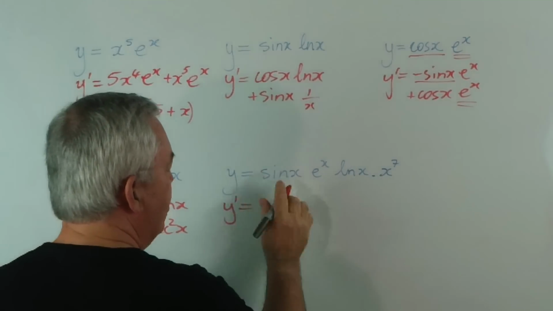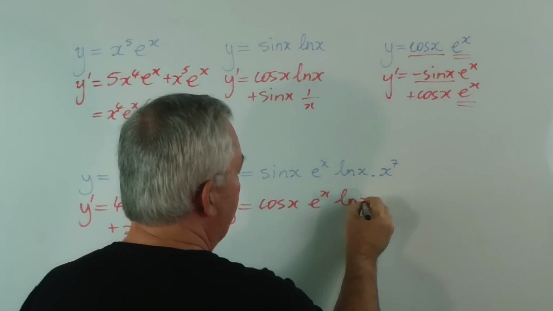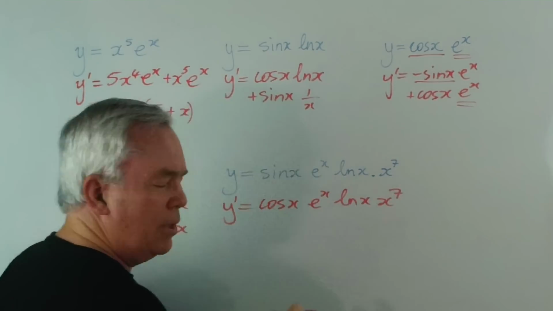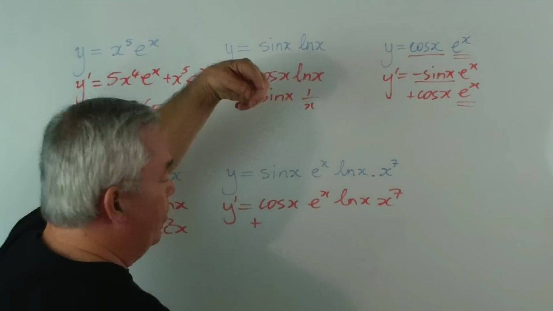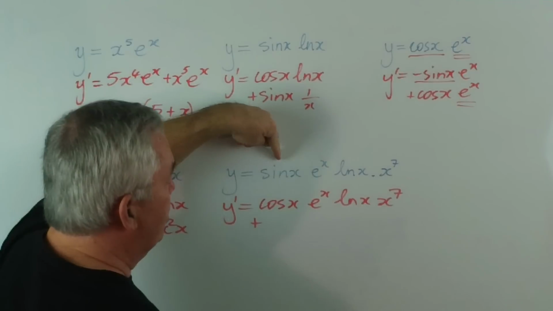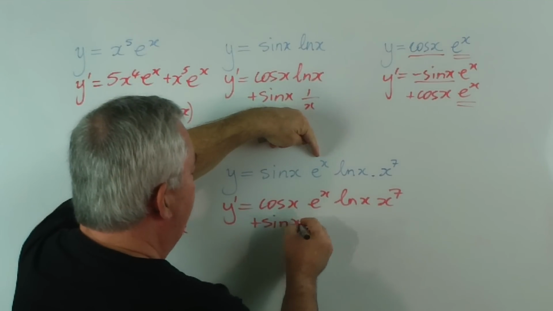The first one, derivative of sine, is cos x. Leave the rest alone. And you can see that with time you can do this very, very quickly. And now I find it helpful to point with my finger. So we've dealt with this. The next one we're dealing with this. So we leave the sine x alone.